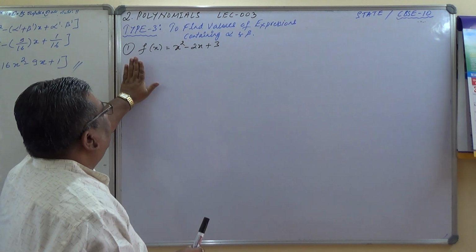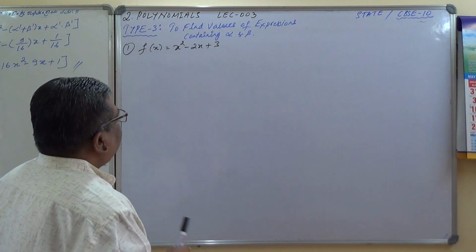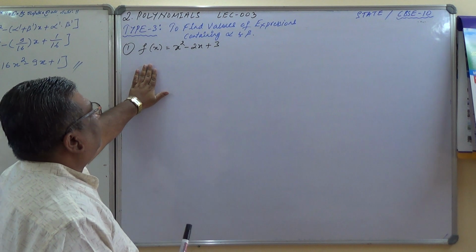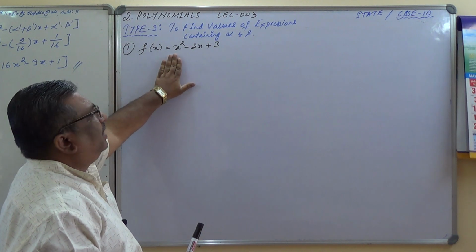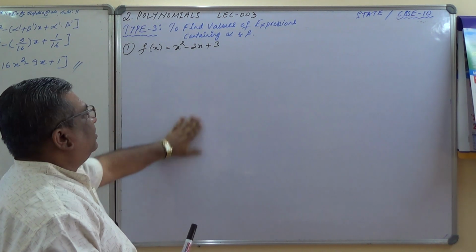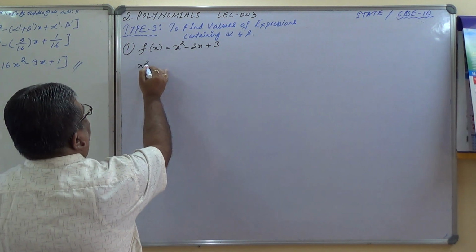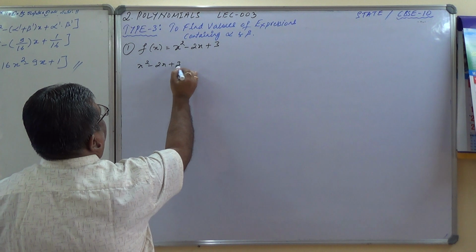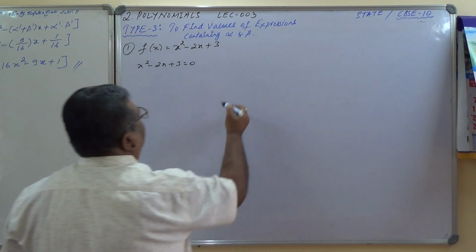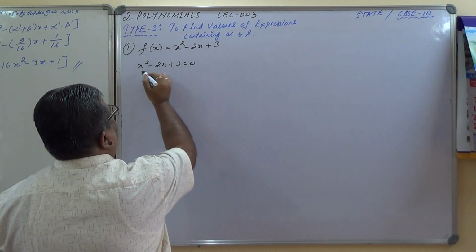Now here let me try to find alpha and beta, the zeros, by splitting the middle term. Let me try here. So x square minus 2x plus 3 equals 0. I require 3 here, 3 into 1, 3.